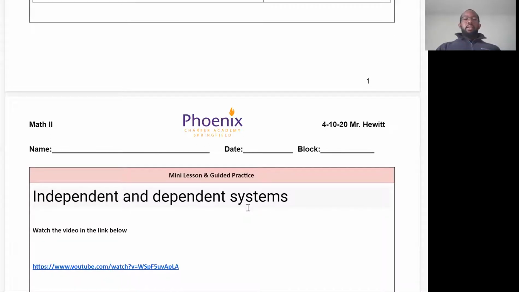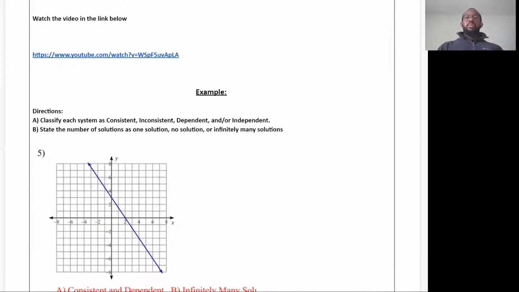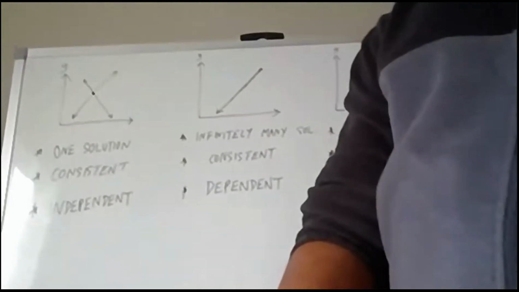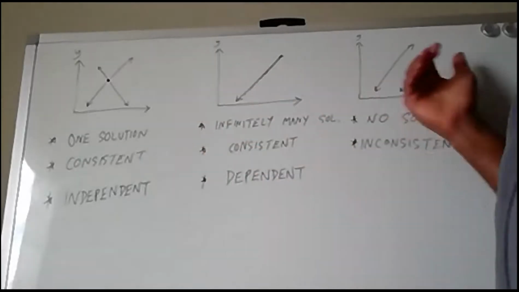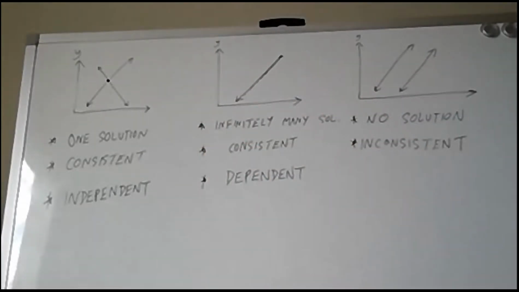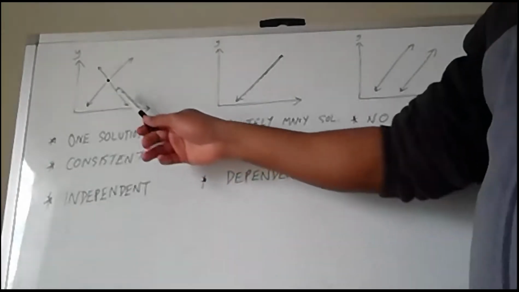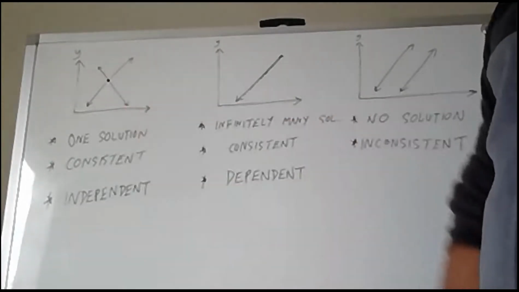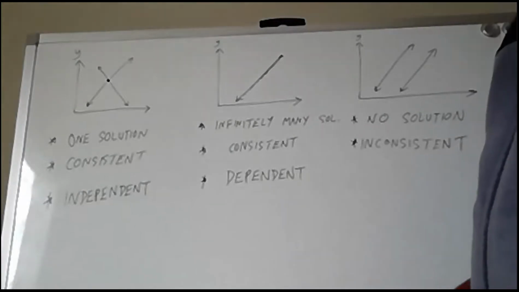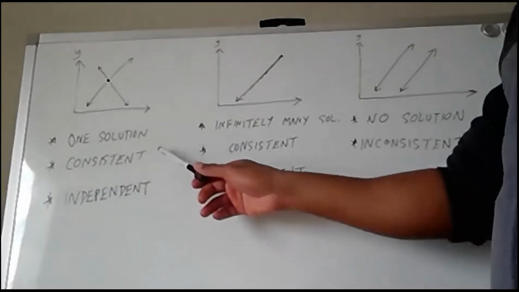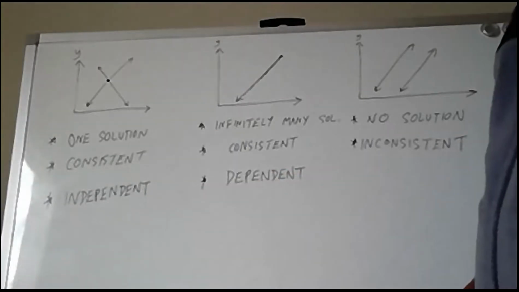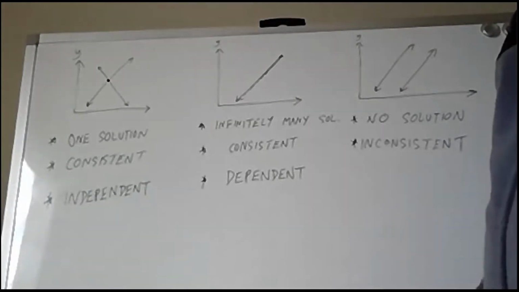All right, guys, welcome back. Hopefully you understood what was taught there. I'm going to show you my whiteboard and do a quick review of what the video was about. So if you look at my whiteboard here, I have three graphs, all right? If you look at the first graph, you'll notice that the lines intersect at one point. In such a case, we would say that there's only one solution, okay? We would also say that this system is consistent, and we would also say that it is independent, okay?